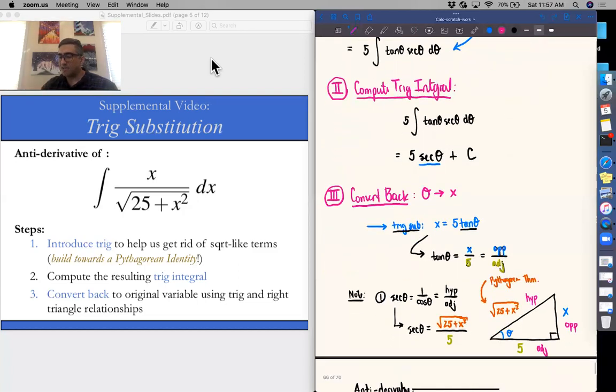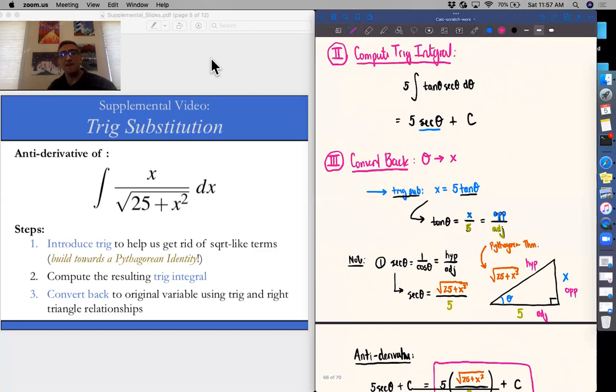In the final stage, we convert back from the theta variable into the original x variable. And we typically do this by building a right triangle based off of our substitution that we made. For example, in this case, x was equal to 5 tangent. So we solved for that tangent by itself and got x over 5. And then using what we know about the right triangle relationships between trig and the right triangles in terms of opposite, hypotenuse, adjacent stuff, we could basically define the sides of the triangle appropriately.